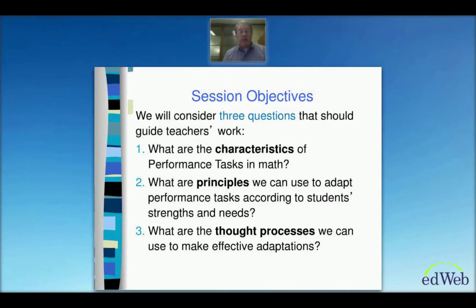If you're very familiar with performance tasks already, just bear with us for a few minutes while we go through this. It's background information. We then want to talk about some principles that we can use as educators to adapt performance tasks according to students' different strengths and needs. And then we'll actually work through the thought processes that are involved in making those adaptations. And finally, we'll get to a task where you'll have a chance to utilize that information to modify a performance task yourself.